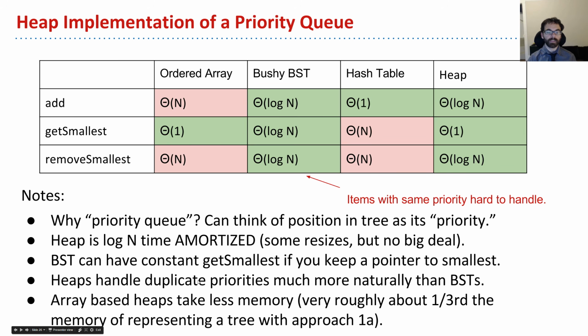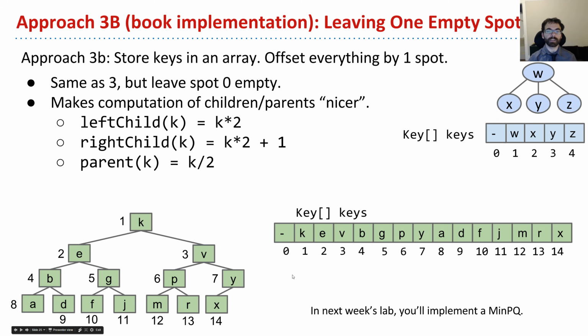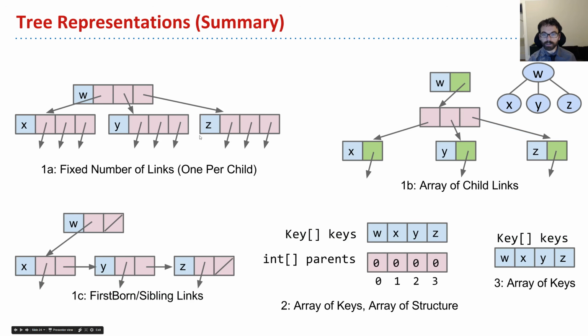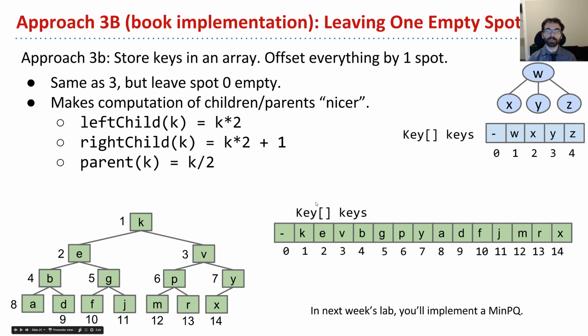I'll mention also that array-based heaps take a lot less memory, only about a third of the memory, as if we tried to represent our heap with approach 1A. But you could do any of these. Any of these approaches will work, but this is the one that we've chosen to use because it uses less memory, is faster, and ultimately has this really simple code.